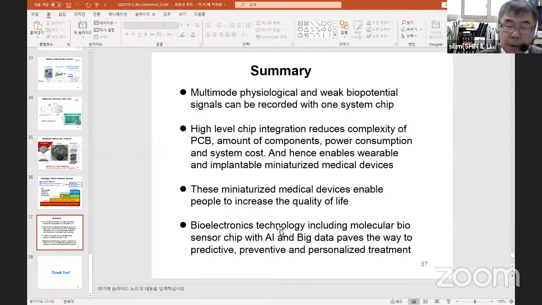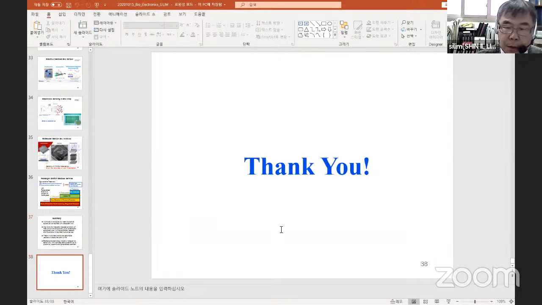Okay, here we have a summary. Multimode piezo signals, physiological and weak biopotential signals can be recorded with one system chip. High-level chip integration reduces the complexity of the PCB, amount of components, power consumption, and system cost, and hence enables wearable and implantable miniaturized medical devices. These miniaturized medical devices enable people to increase their quality of life. Moreover, bioelectronic technology, including molecular biosensor chips with AI and big data, paves the way to predictive, preventive, and personalized treatment. Okay, thank you for your attention.